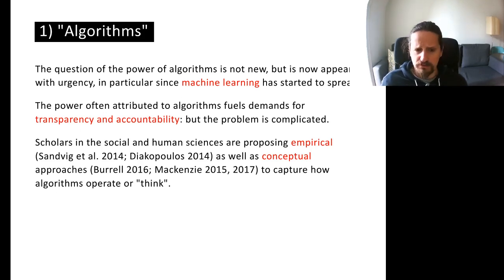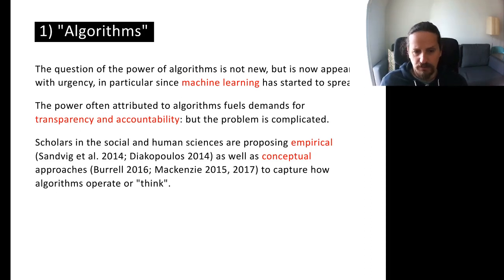And within this, of course, the question is: what's the power of algorithms? This is not a new question, but particularly now in the context of machine learning, all of this has been made a little bit more complicated. And because it's complicated, and it seems to be quite important, Angela Merkel is talking about these things now. There have been demands for transparency and accountability. So how can we understand how those algorithms work, and maybe what kind of effects they have?